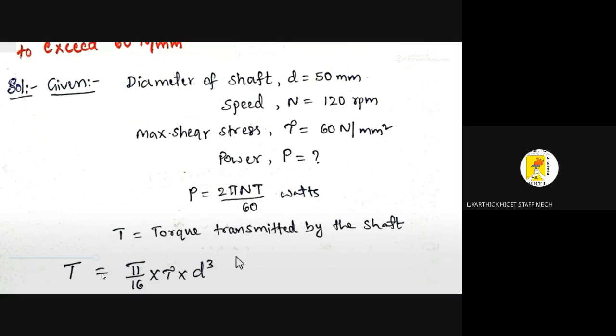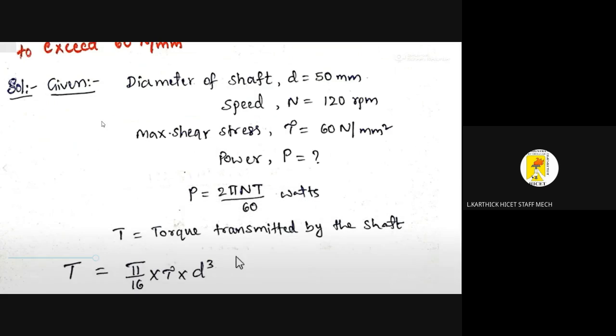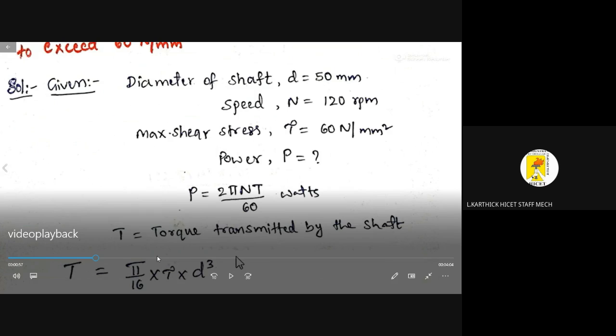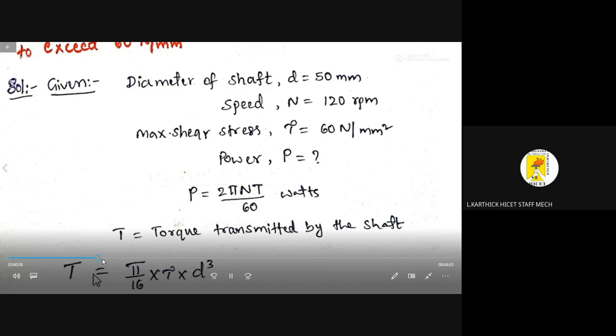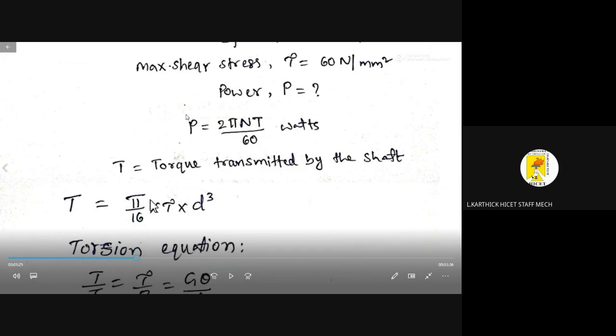So we know the formula P equal to 2 pi N T by 60. The unit is watts. And for T, we need to calculate the torque. So how do we calculate? T equal to the torque transmitted by the shaft, T equal to pi by 16 into tau into d cube. Here tau is given, d is given. So we apply the values: T equal to pi by 16 into tau as 60 and d cube for d as 50. Once we apply the values, we will get the T value. Then we substitute the T value in the power formula to get the power. Can anyone solve the problem and tell me the answer?